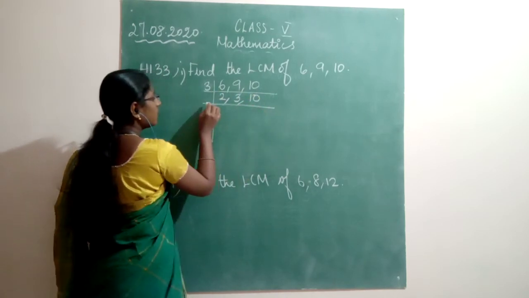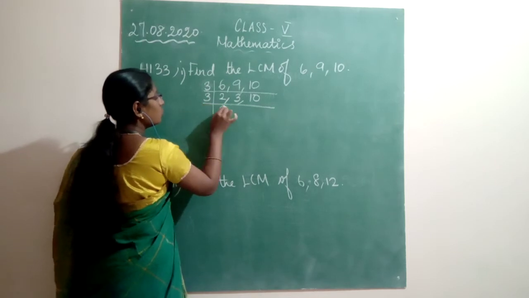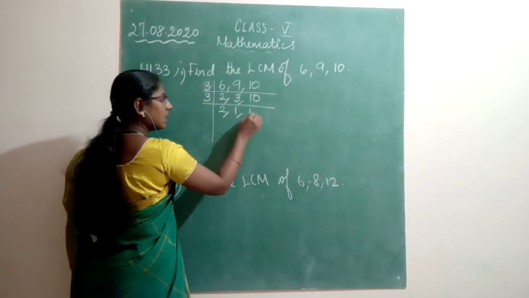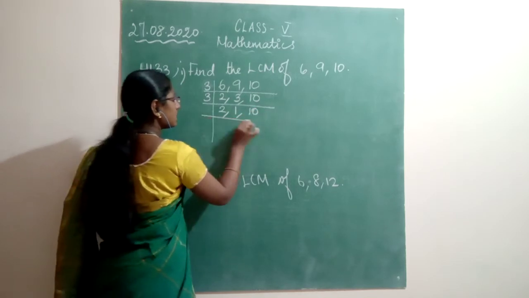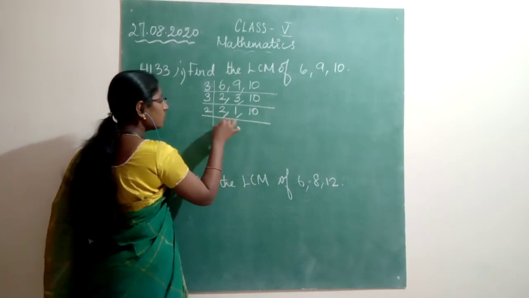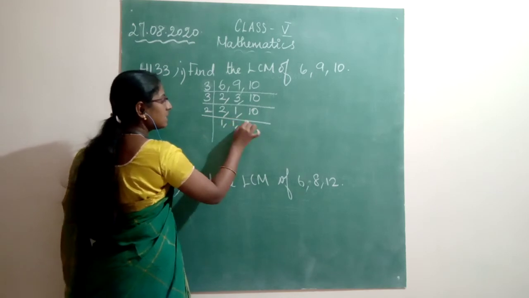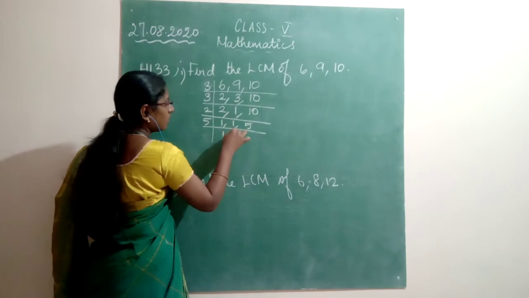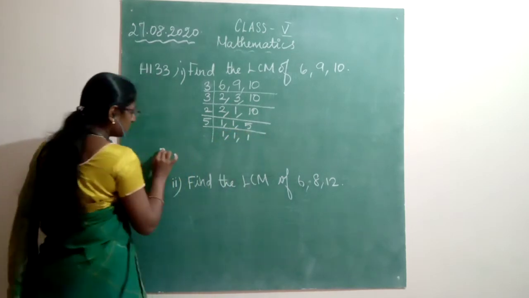Then again take 3 table. 2 won't come in 3 table. So write 2 as it is. And 3 1s are 3 and 10 will not come in 3 table. Write as it is. Now you can take 2 table. 2 1s are 2 and 1 as it is, and 2 5s are 10. And now you can take 5. That's all. So LCM is how much?